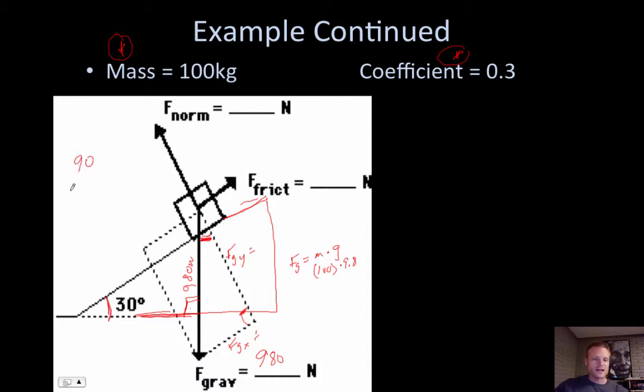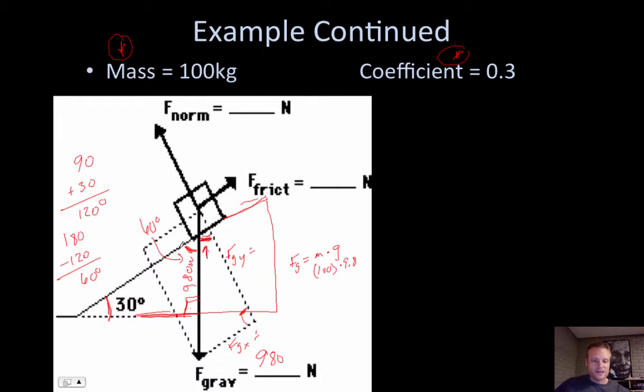So I'm going to say, well, 90 plus 30 is 120 degrees, right? Remember, all triangles must add up to 180 degrees. So what must this angle be right there? Well, if I take 180 minus 120, I get 60 degrees. So this angle here must be 60 degrees. But sadly, that is not the angle I want. I want that angle right there.